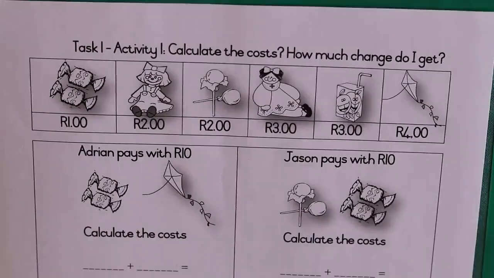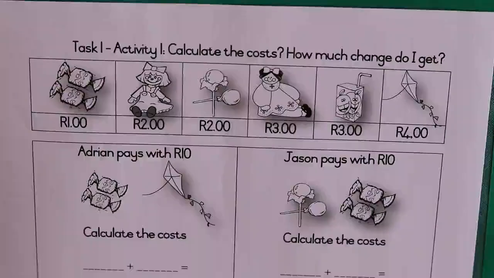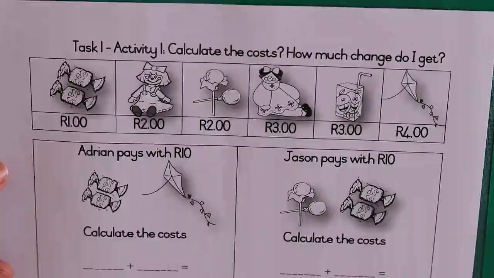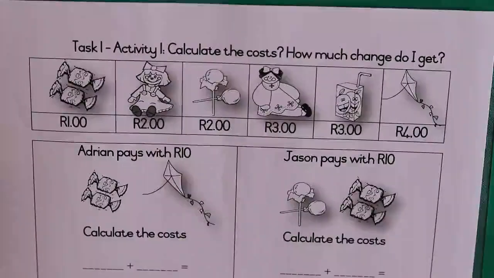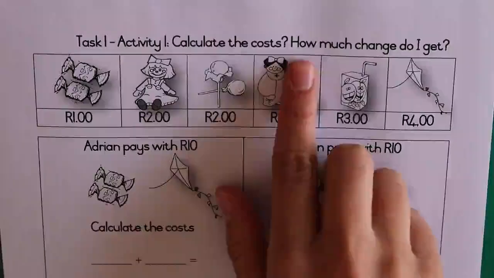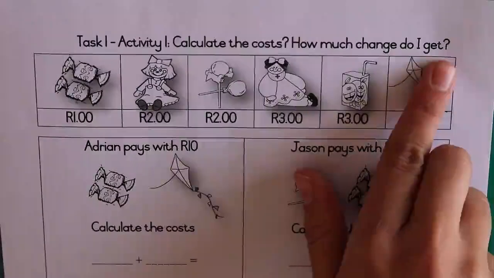The first thing I want you to do is get out your busy book. I want you to make your cats in your margins, write the date, and then the heading is going to be Activity 1. Then you are going to write down these sums in your book. Calculate the costs. How much change do I get?